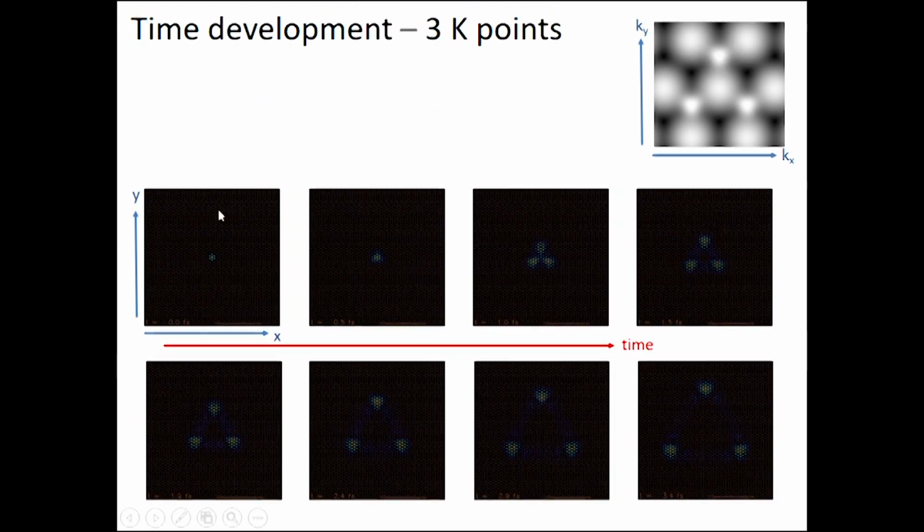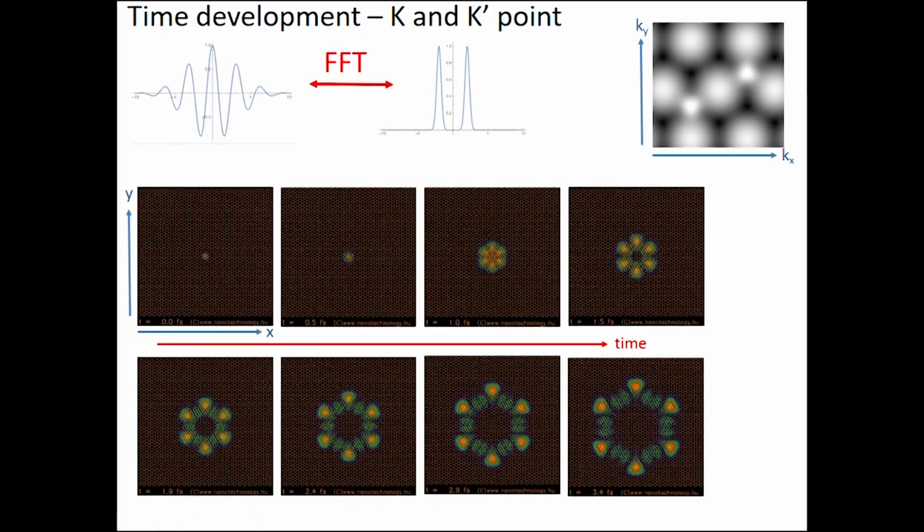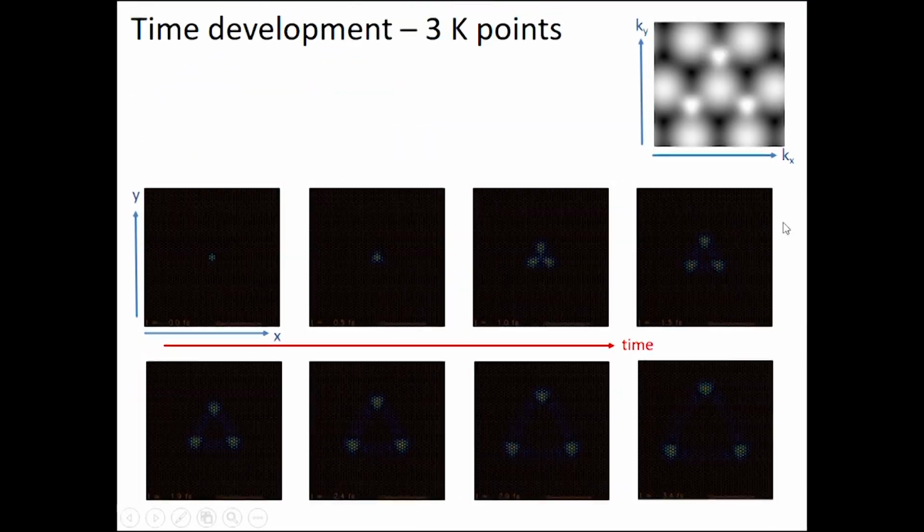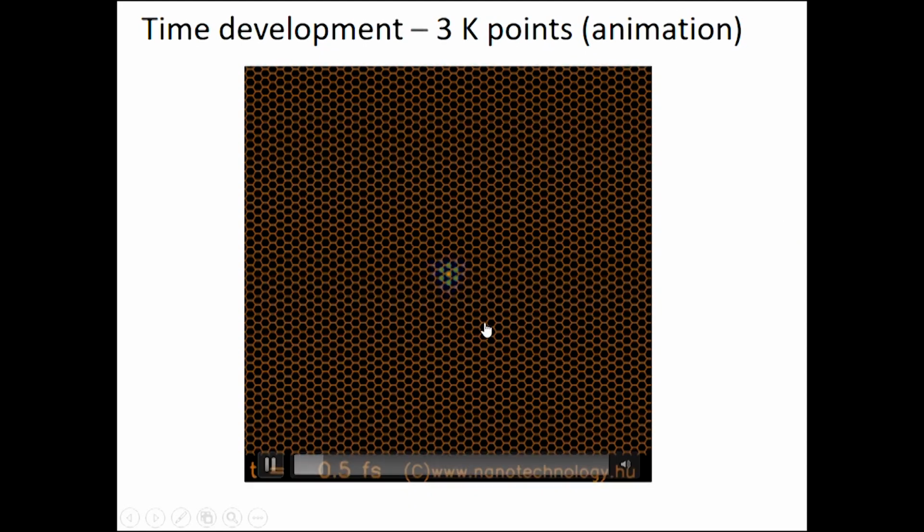And if we have three Gaussians at the three K points, then the modulation is along a triangular pattern. If we go back, why have we seen a hexagonal pattern here? Because one of the points was a K point and the other was a K prime point. Okay, so this shows the three K points case, the spreading.